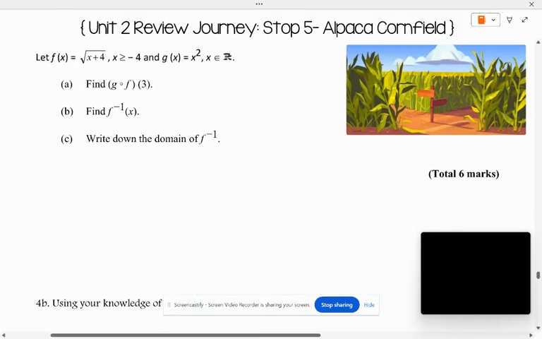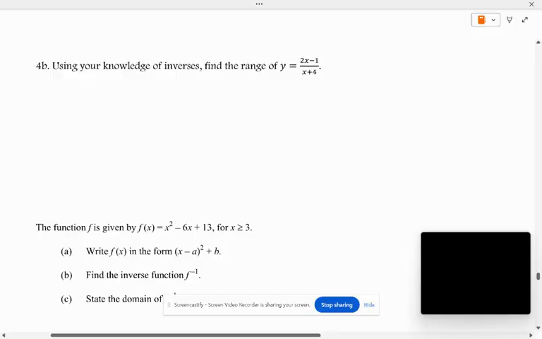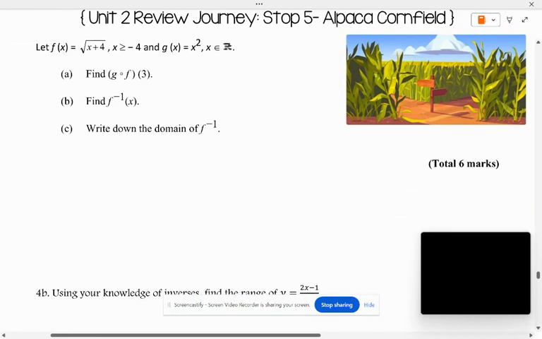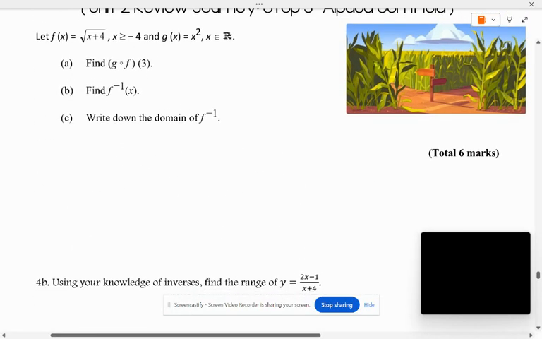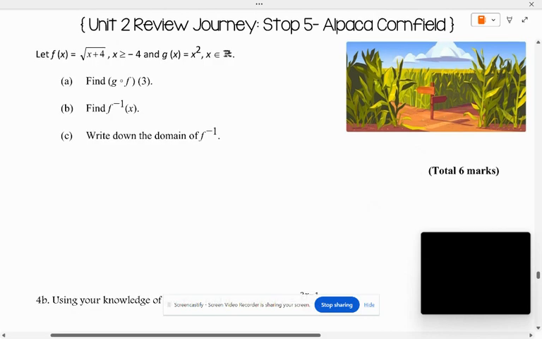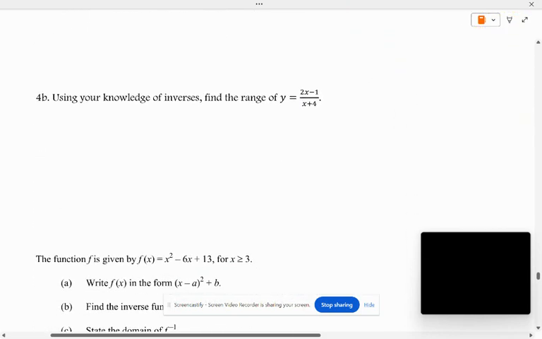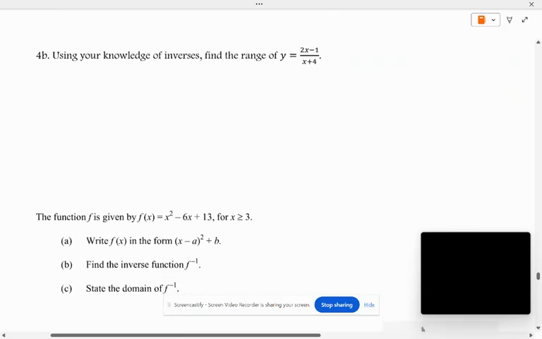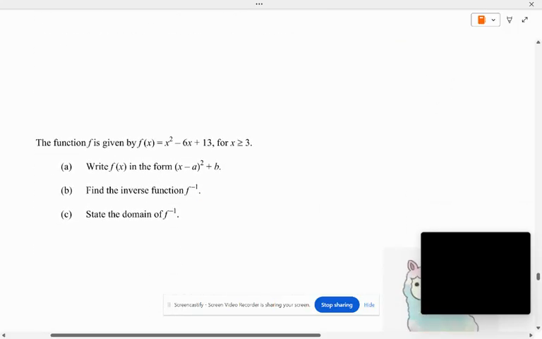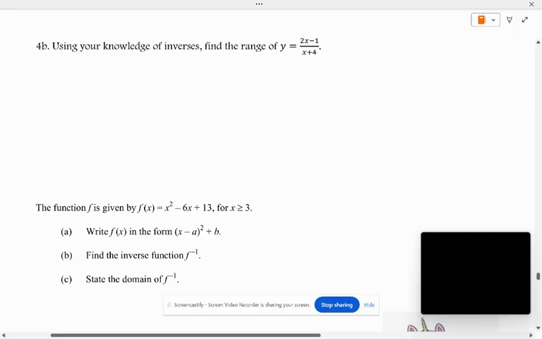Are we in order? Yes, stop 5. I would like to direct your attention to the numbering on this page. The first question has no number. Question 2 is 4B. And then the last problem has no number. Let's do 4B.